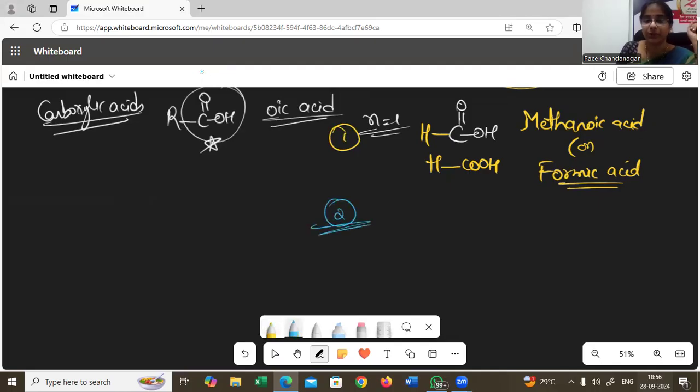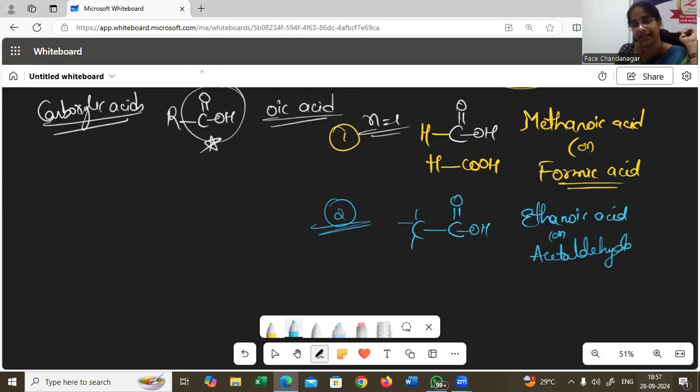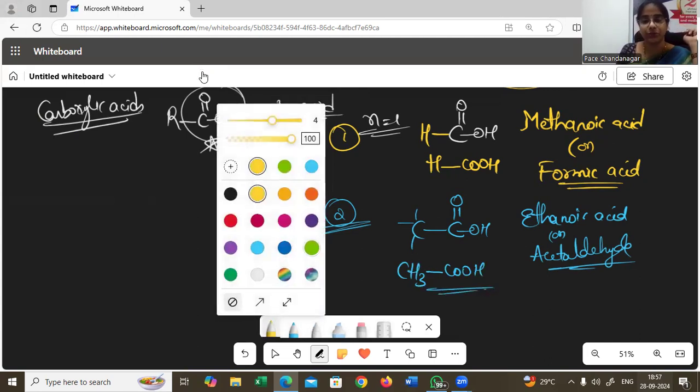So number 2, let's go with N equals 2. Two carbons at a stretch you draw, and then COOH I am going. Now this is CH3COOH, which is called two carbons, ethanoic acid, or acetic acid. Like formic acid for N equals 1, N equals 2 is acetic acid. This is your acetic acid. It is written as CH3COOH.